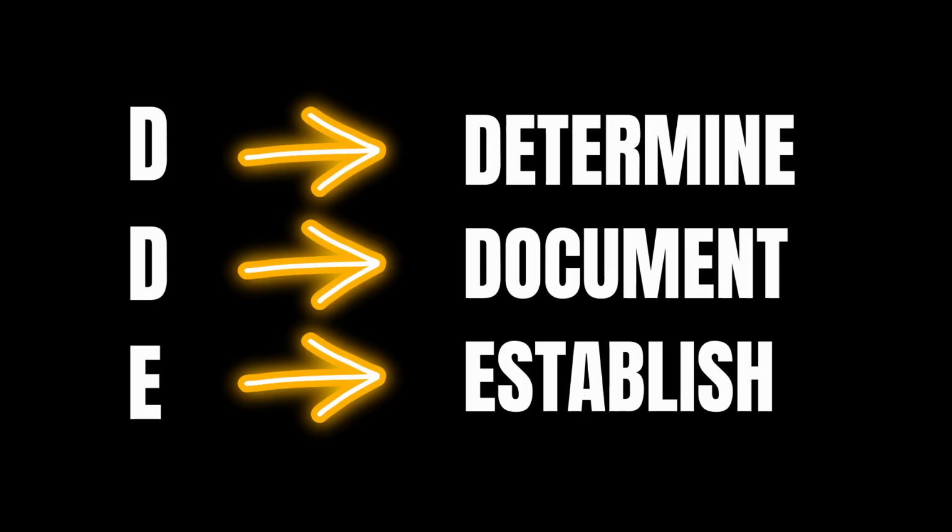Let's talk about your DDE. That stands for determine, document, and establish. What you're gonna do here is determine your certified funding entity identity. Then you're going to document your certified funding entity identity. And finally, you're going to establish your certified funding entity identity. Now, your certified funding entity is the business that you're going to use at the bank to get the business funding. There's a few things that you need to do before you even apply for business credit, business funding, or even setting up a new business.